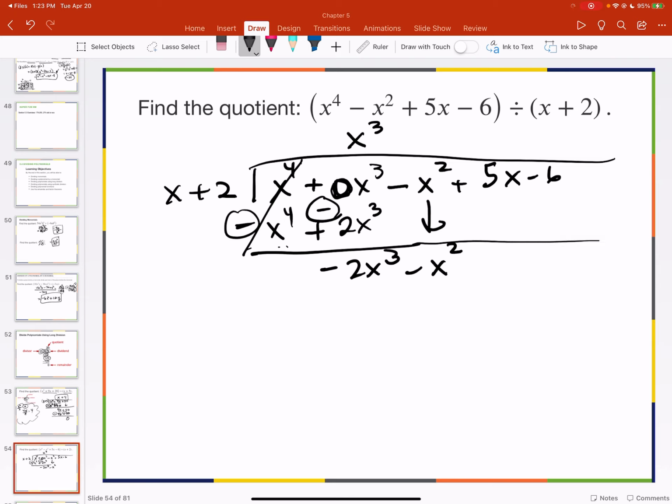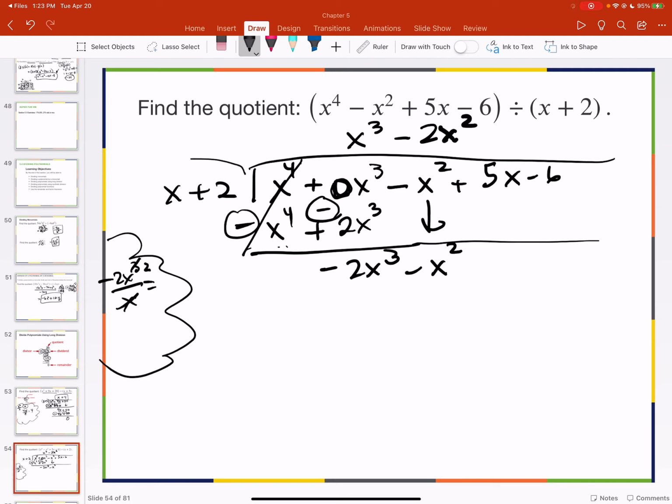We can bring down the rest if we want, but for now we're just going to do two terms. So what number times x gives me negative 2x cubed? Basically, I'm asking negative 2x cubed over x is equal to what? It's the same thing, just less one exponent, so this is negative 2x squared. So I'm going to multiply this negative 2x squared by x plus 2. That gives me negative 2x cubed minus 4x squared.